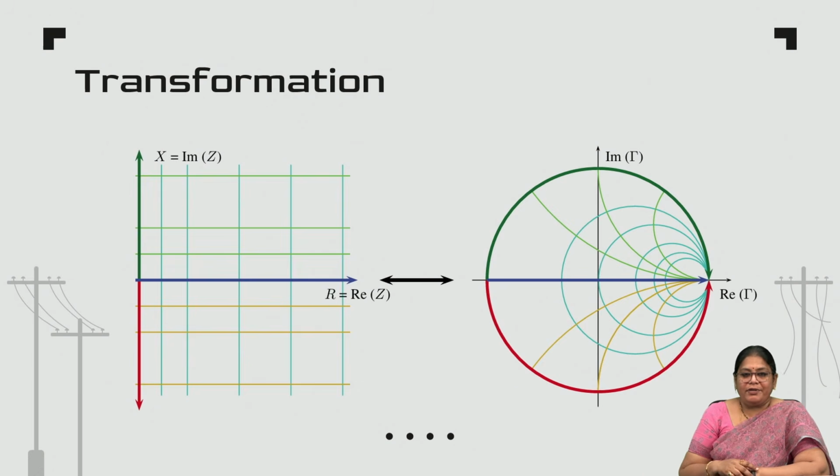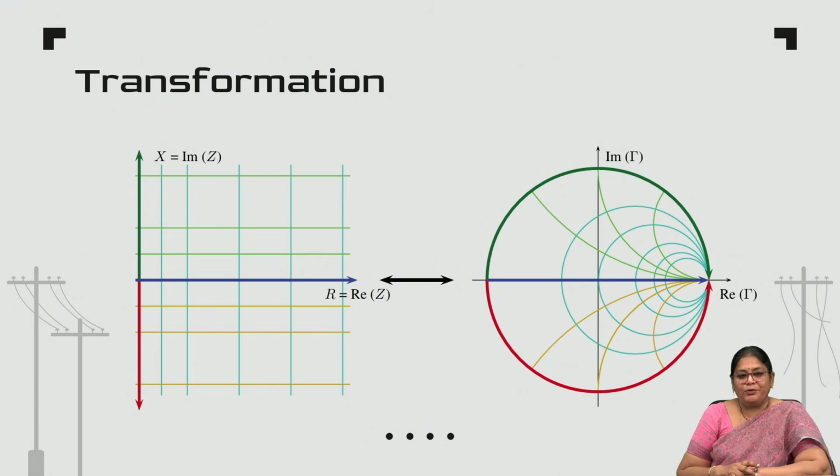So why are we going for a Smith chart? Look at the transformation from a Cartesian to a Smith chart. In a Cartesian coordinate system, let us consider a simple Z, a complex impedance, R plus jX. How do I represent R plus jX? The real part of Z, that is R, is along the R axis, and X, the reactance, is along the vertical axis.